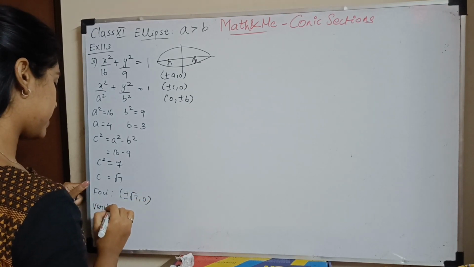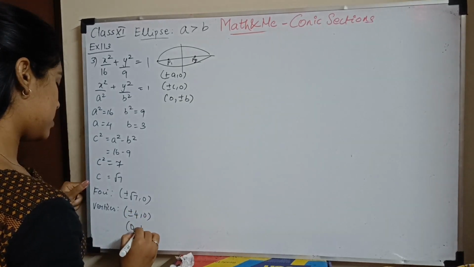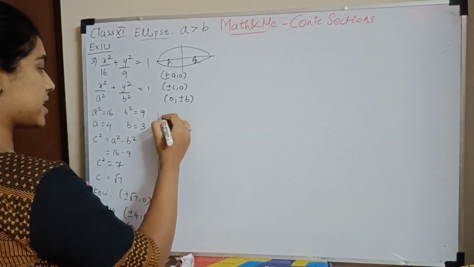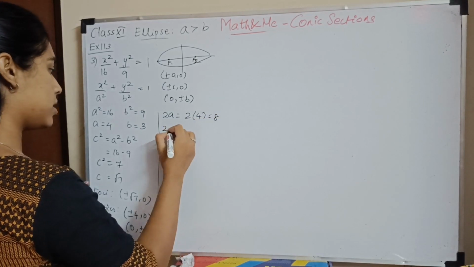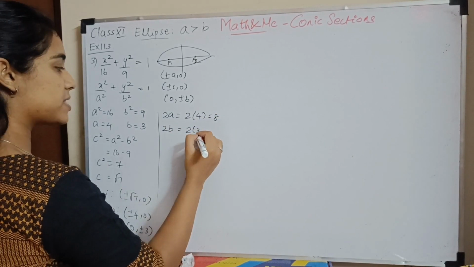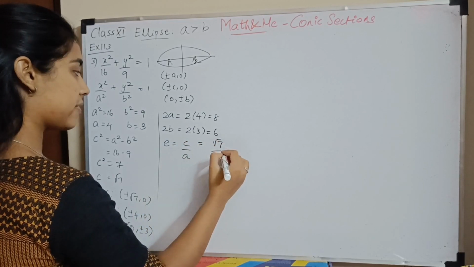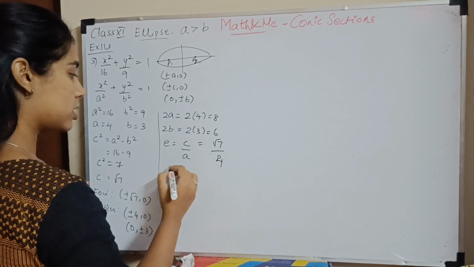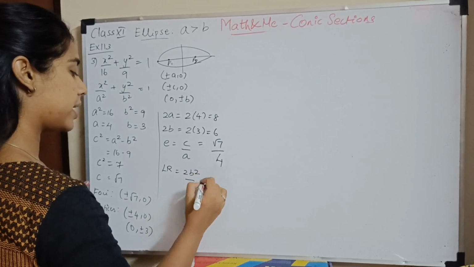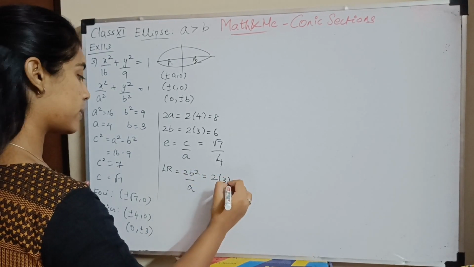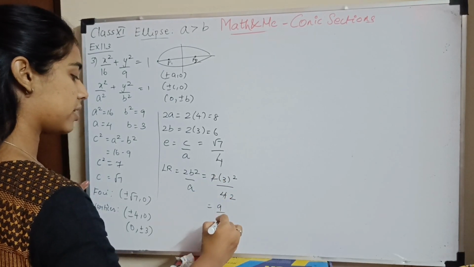What is this one there? Plus or minus a comma 0, 0 comma plus or minus b, which is 3. Major axis 2a, which is 2 times 4, 8. Minor axis is 2b, which is 2 times 3, which is 6. Eccentricity is c by a, which is root 7 divided by 4. Length of the latus rectum is 2b square divided by a, which is 2 times 3 square divided by 4. So this gets cancelled. So I have 9 divided by 2. Okay.